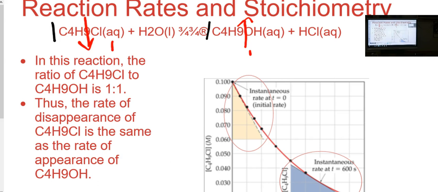All right, so in this reaction, the ratio of your reactants to products is a 1-to-1 ratio. Thus, the rate of disappearance of one is the same as the rate of appearance of the other. But that is only true under that one specific condition, that your coefficients are the same value.